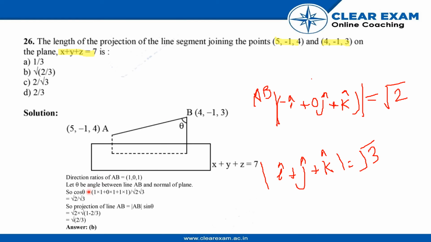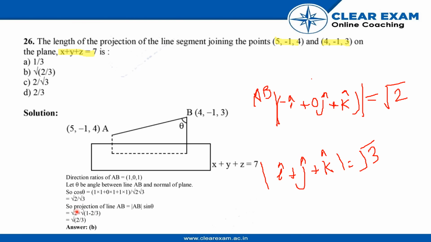So first we'll find the value of cos theta. The formula of cos theta is AB vector dot n vector upon the magnitude of AB times the magnitude of n, right? That would be equal to 1 into 1, 0 into 1, 1 into 1, that is 2, upon root 2 into root 3, right? So giving the value root 2 upon root 3.